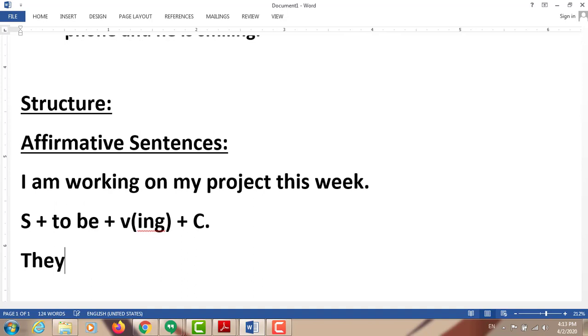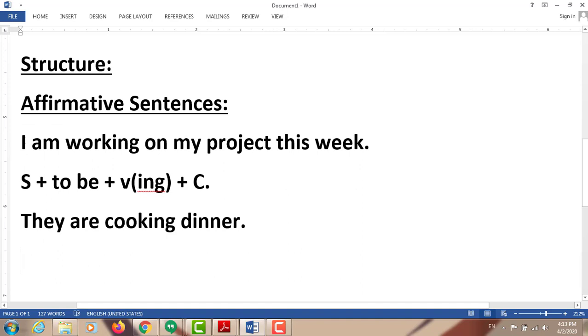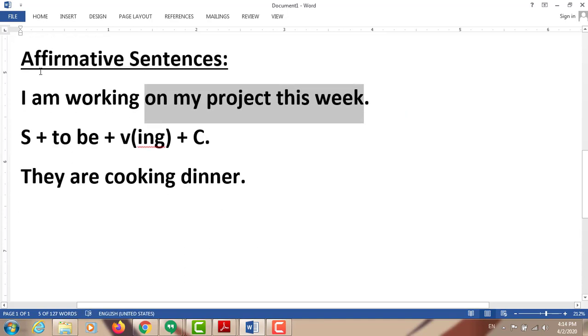And you can say, they are cooking dinner. So here, look at this one, guys. This is our subject, I, means who's the doer of the action is I, and to be, this is the helping verb of present continuous. And then we have verb, and this verb is in ing form. And then we have complement. Easy?